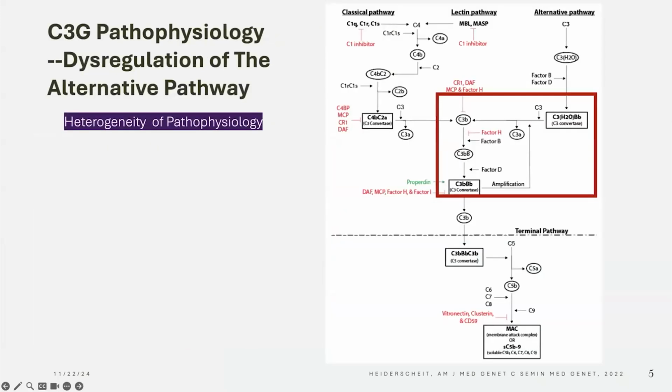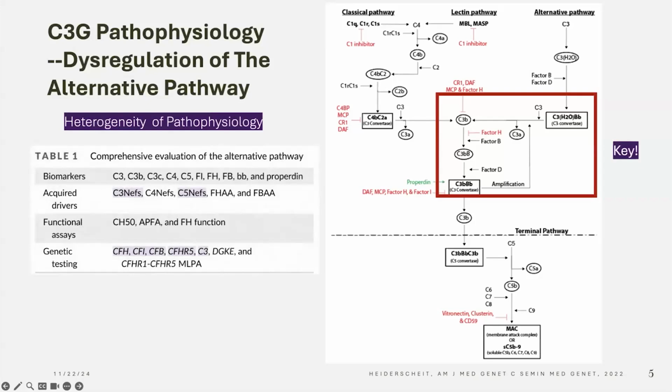We cannot talk about C3G without showing the complement cascade. This complement system is activated through 3 different pathways: the classical, lectin, and alternative pathways. Regulators of complement are shown in red, and the sole activator of the complement system, properdin, is shown in green. An increase in alternative pathway C3 convertase formation and activity is the key of C3G pathophysiology.